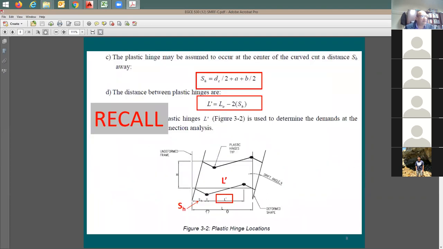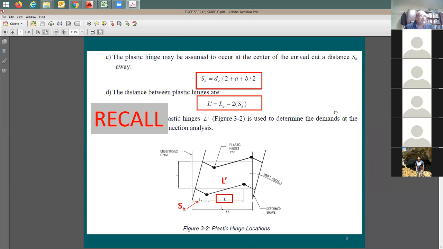Now I have the clearest span. If you remember this, I need to have the clearest span, which is L prime. So first I have the center to center span, L sub zero. Once you have your L sub zero, you should be able to figure out now SH. And SH is gonna be equal to the depth of the column, and you have this size already. And then you have the A and B.